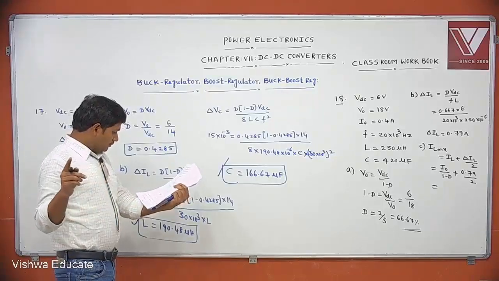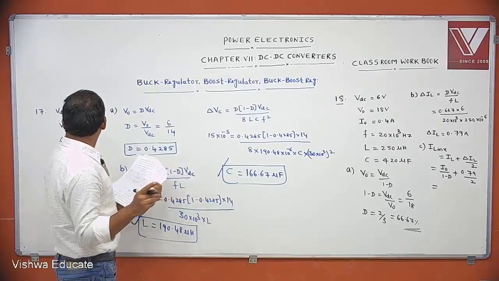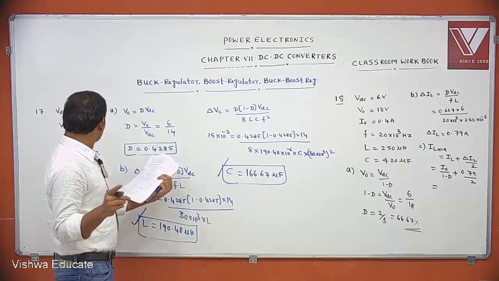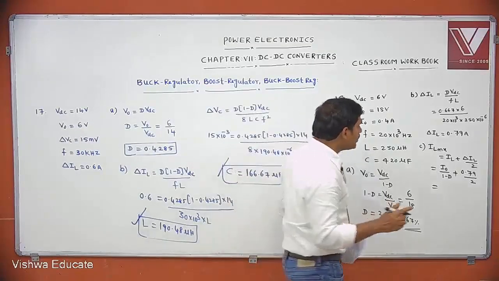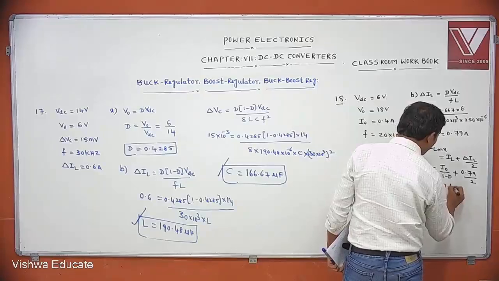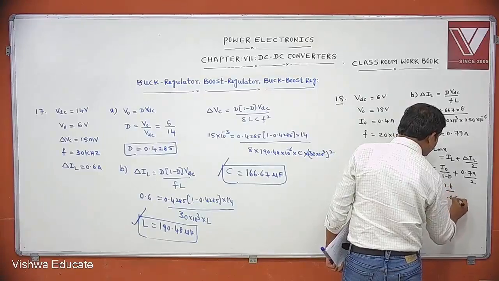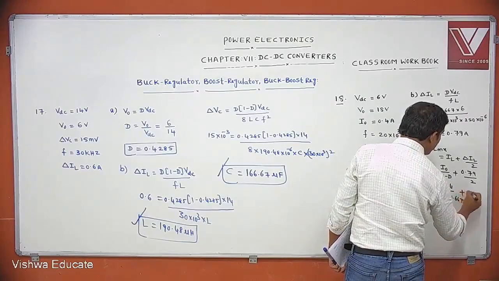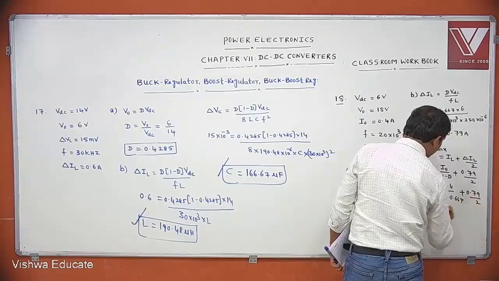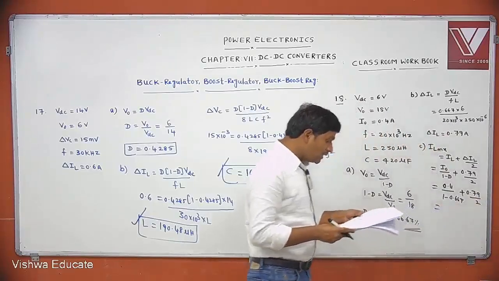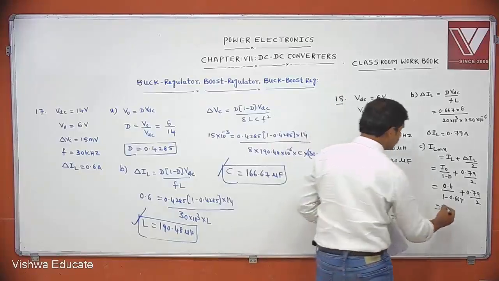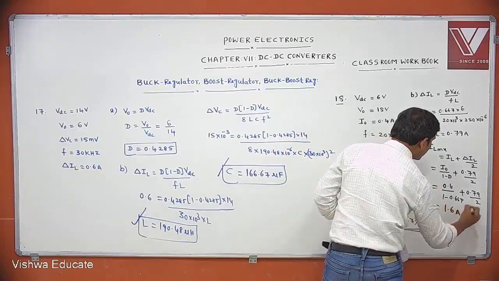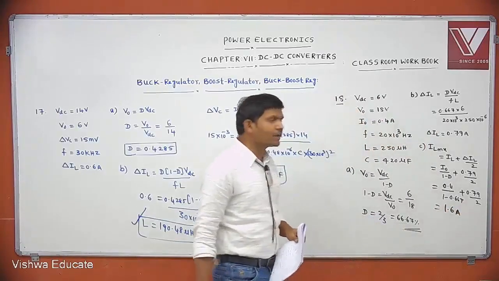See the question. Sorry, this one: the average load current is 0.4 ampere. So 0.4 by 1 minus 0.667, plus 0.79 by 2. You simplify this one. What peak inductor current can we get? We can get 1.6 ampere, the peak value of inductor current.